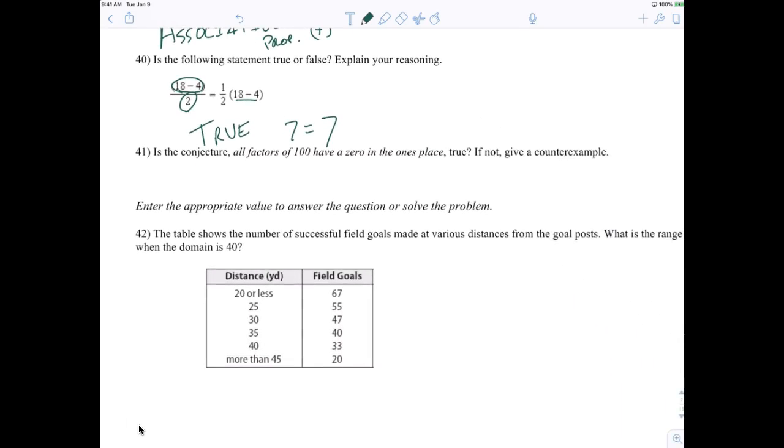Now remember, a conjecture is just an observation. Somebody made an observation. They said all the factors of 100 have a 0 in the ones place. Is that true or false? It's false. Obviously false. It's 2. Right, 2 is a factor. 5 is a factor. 25 is a factor. There's lots of factors that don't end in a 0. Everybody good on that? All right.